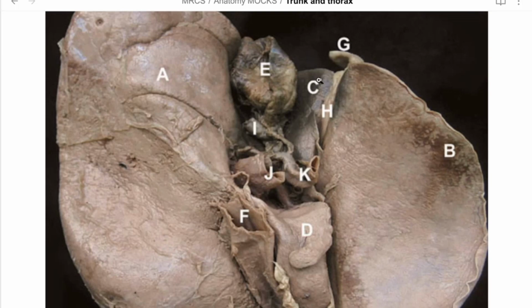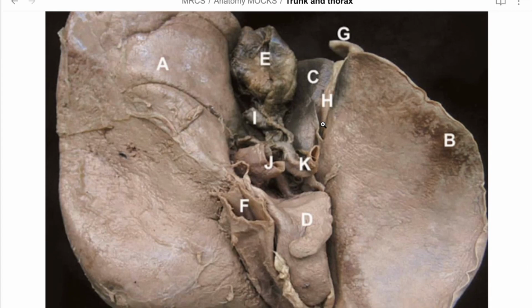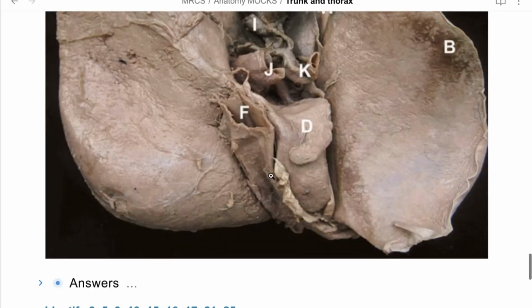No, we said C. We didn't say E. Gallbladder. Yeah, now it makes sense, right? Okay, what about G? G is the falciform ligament. What about H? It is the ligamentum teres. Okay, well done. What about I? I think the bile duct. K? It is the hepatic artery. J? Portal vein. I think you smashed that.